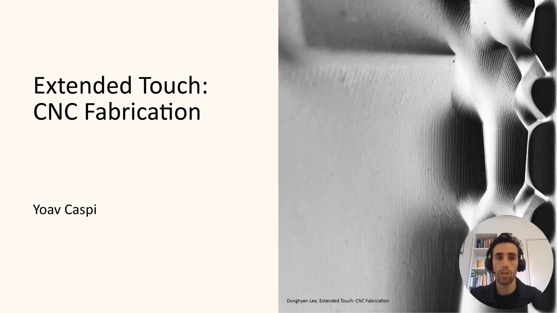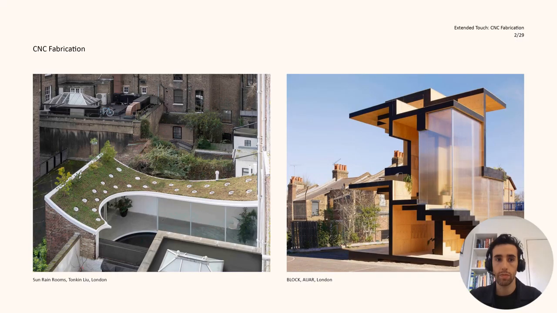The Extended Touch CNC Fabrication workshop took place at Kingston University's Kingston School of Art in London, gathering postgraduate architecture students for an intensive exploration of digital material practice. The day opened with a lecture that situated computer numerical control, also referred to as CNC, within contemporary architectural and sculptural discourse, tracing its evolution and emphasizing its capacity for rapid, high-fidelity production.